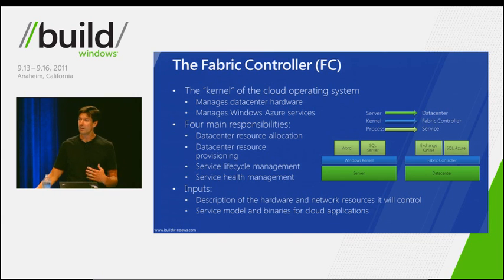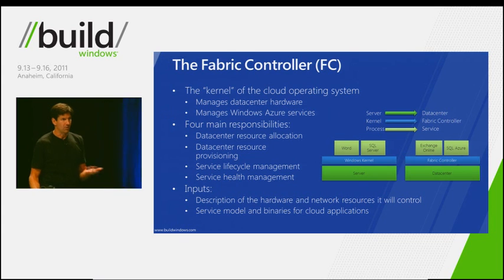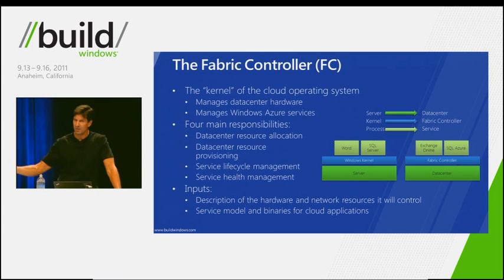Same thing as in Windows, where you get virtual memory. Your app doesn't really worry about how much RAM is there unless it's really concerned about performance, because the virtual memory manager in Windows virtualizes that resource and shares it across apps. Same thing with processors. We also manage the lifecycle, like I said. So the Fabric deploys an application to the cluster, monitors the health of the application, and is responsible for things like updating the application. And there's two inputs to the Fabric controller.